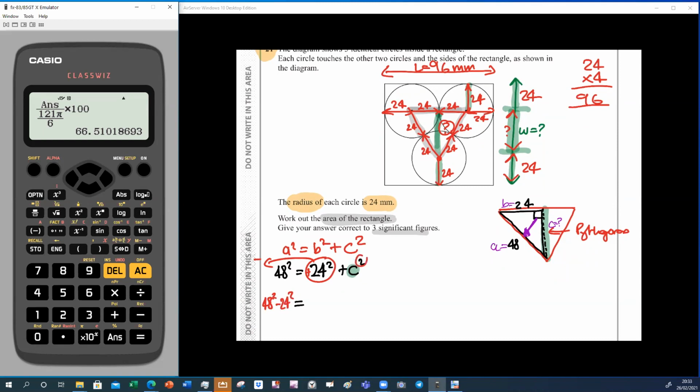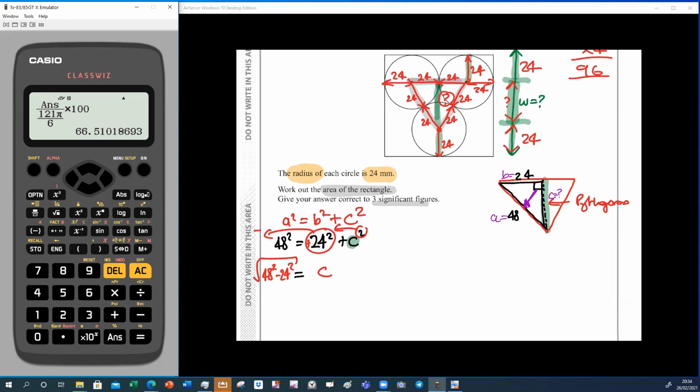What do you do with the squared? You square root it. And that'll give you the C. So we grab the calculator, we press the square root button, we do 48 squared, then we minus 24 squared, and that will give you 24 root 3. Do you leave it in surd form? We leave it in surd form for the moment because we haven't finished the question. So I would say leave it that.